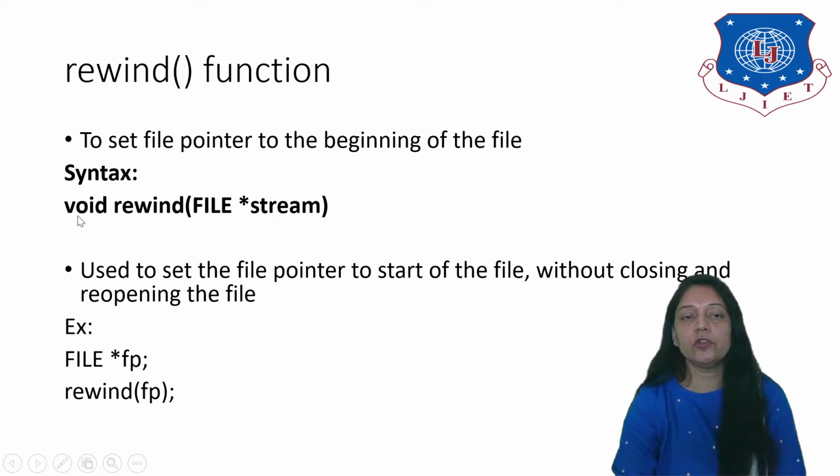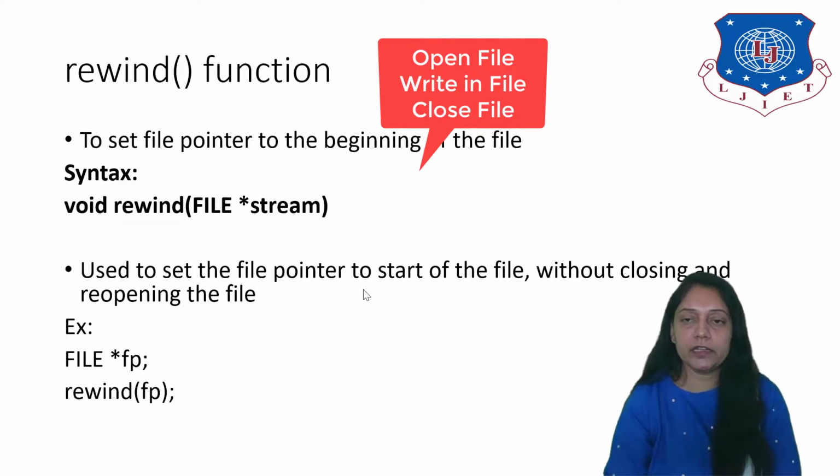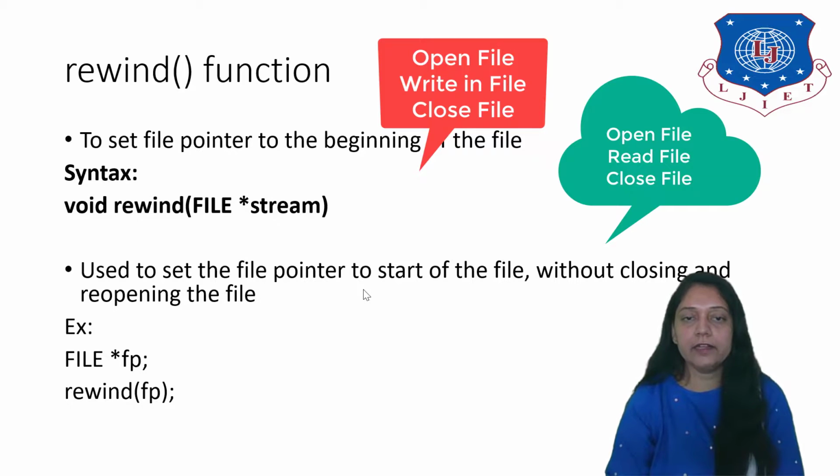The rewind function is not going to return any value, so the return type is void. The rewind function will move the file pointer to the start of the file, that is, at the 0th byte. Normally, what we did in the previous program was that first we opened the file, then wrote some data inside the file, and then closed the file. If you want to read the data from the starting position, you need to open the file again, right? So the second time, the opening and closing procedure has been done.